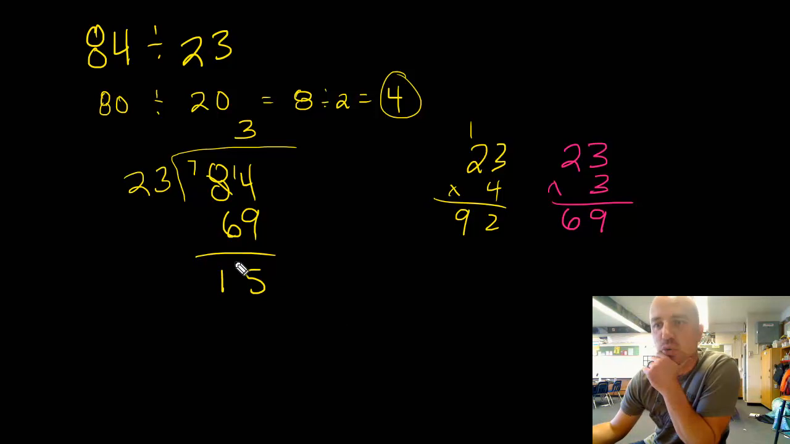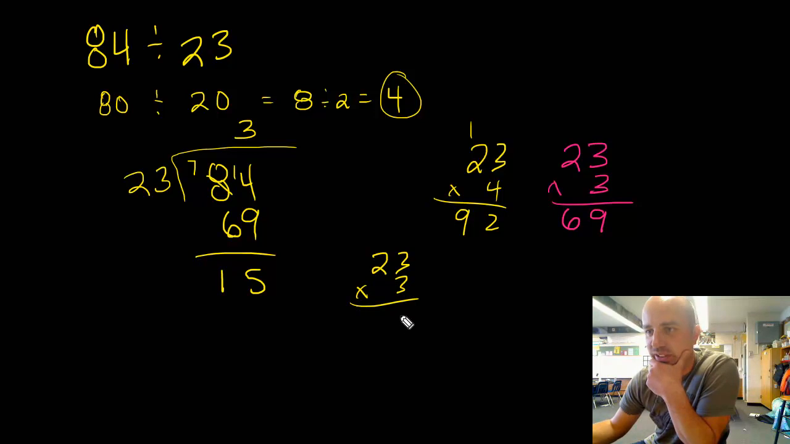And so now I have a remainder of 15, and that looks good to me. I have 15. I can't make another group of 23. So now this is where it's really handy to check this. Let's do 23 times 3.